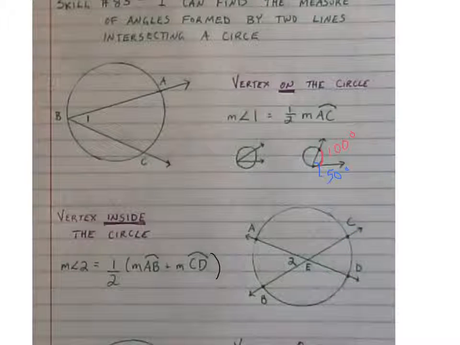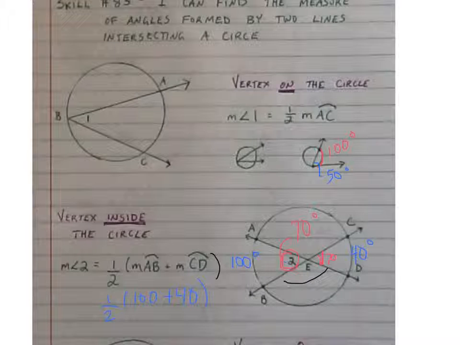So if we take, for example, if we had 100 degrees here and 40 degrees here, the average, or 1/2 of 100 plus 40, is 70 degrees. So angle 2 is 70 degrees, which incidentally makes this angle 70 as well. And using linear pairs we could find out that angle to be 110. And vertical angles we can also figure this to be 110.